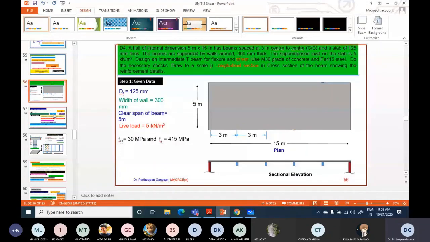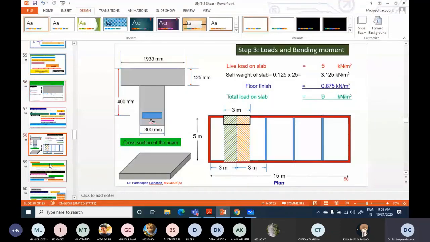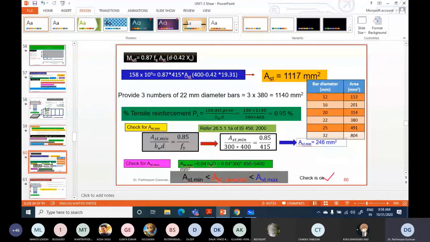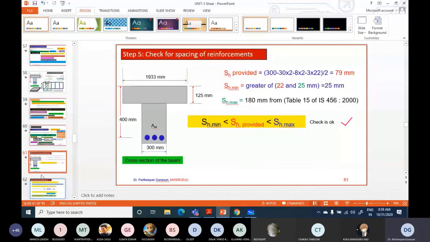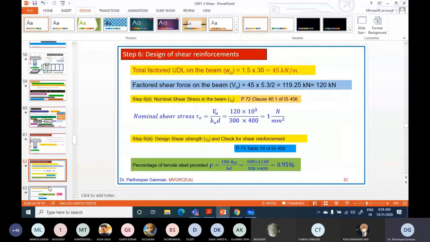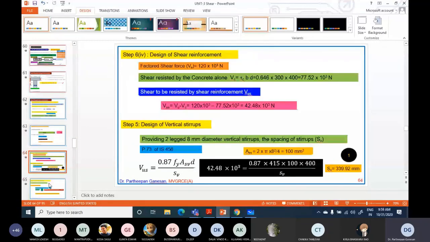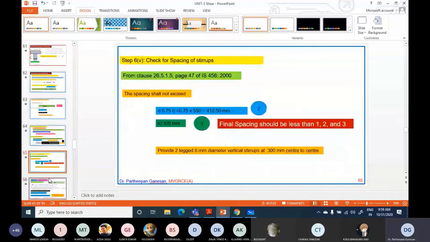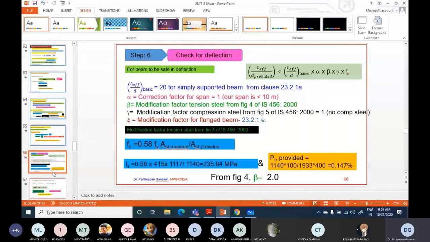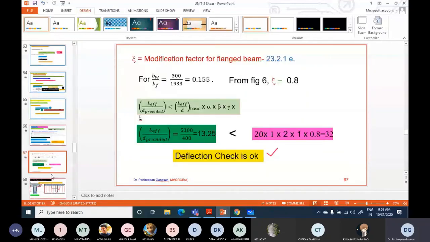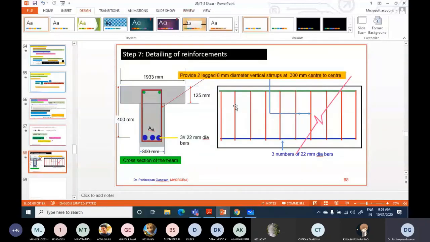These are the main reinforcement, calculation of loads, calculation of bending moments, and then all these things. These are the design of main reinforcement, check for spacing, then design of shear reinforcement, and checks for spacing of stirrups, then check for deflection, then finally detailing of reinforcement. So this much you have to do for 24 marks. Okay, so that's for today.